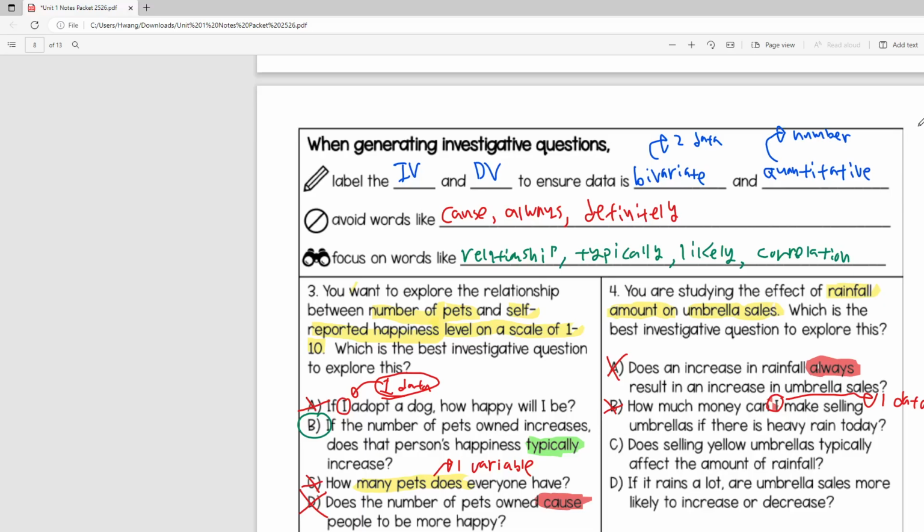Okay, question C is what I actually want to highlight, because this one has the magic word you should focus on, typically. Do you guys see that? So you're going to think, oh, it has the magic word that I should focus on, so it should be the answer. But be careful about what the variables are. Before the word typically, what does it tell you? Selling yellow umbrellas. Am I selling just yellow umbrellas in my question? No, because the question wants you to get the general umbrella sales, not just the yellow umbrellas.